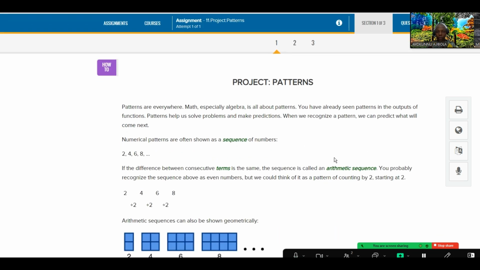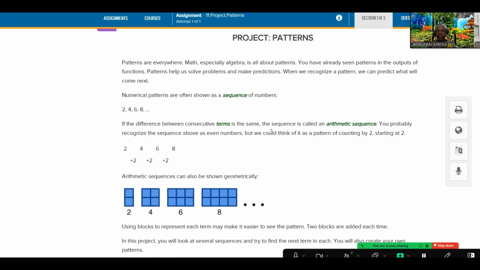Okay. Good. Project patterns. Patterns are everywhere in math, especially in algebra. It's all about patterns. Patterns help us to solve problems and to make predictions, and if we can recognize a pattern, we can predict what will come next. Now, look at this: 2, 4, 6, 8 have the same difference, so you can easily predict the number that comes next. All this set of numbers is called a sequence of numbers because they follow a numerical pattern. Is that clear? Yes. Good.